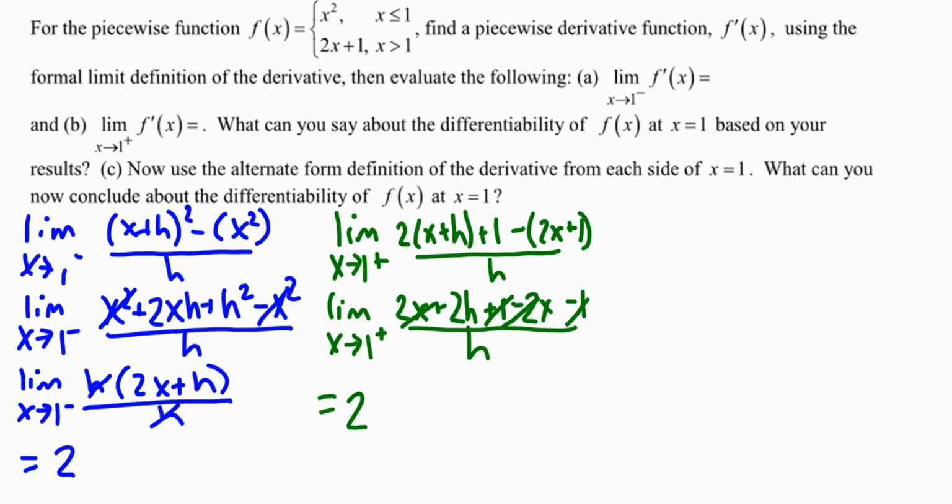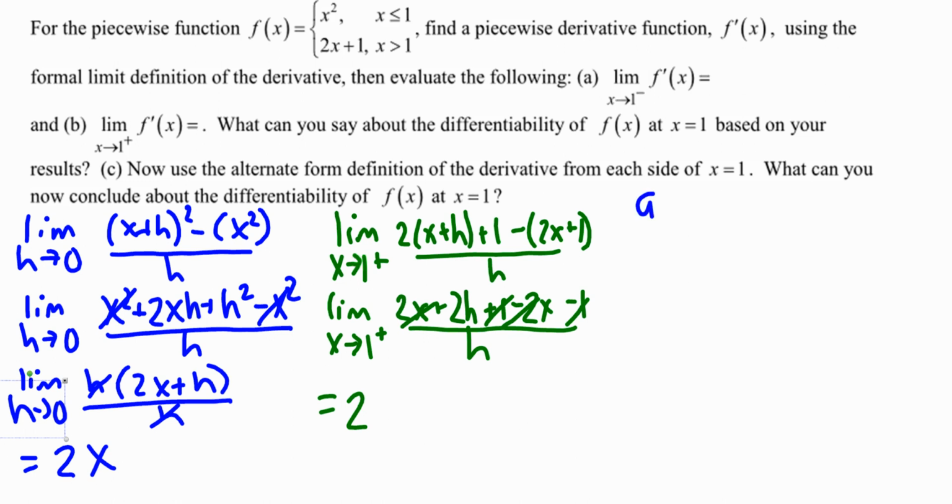Okay, and I just noticed, using the formal definition, I shouldn't have put this here. The formal definition has h approaching 0. Good thing you write in pencil, right? So then that would mean this is 2x and then 2. When you evaluate it at 1, then they're the same.